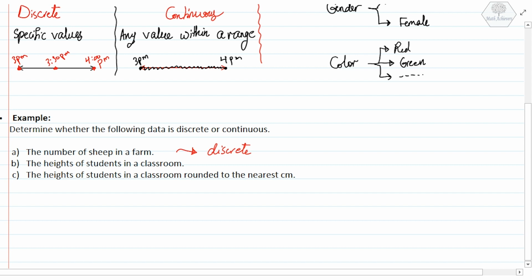The heights of students inside a classroom. The heights of students inside a classroom is considered to be a continuous measure because the heights inside a classroom can take any value within a range. So I consider this case to be continuous. For part C, the heights of students inside a classroom rounded to the nearest centimeter. Now, since I'm rounding to the nearest centimeters, then the heights now take specific values. So I consider this data type to be discrete.